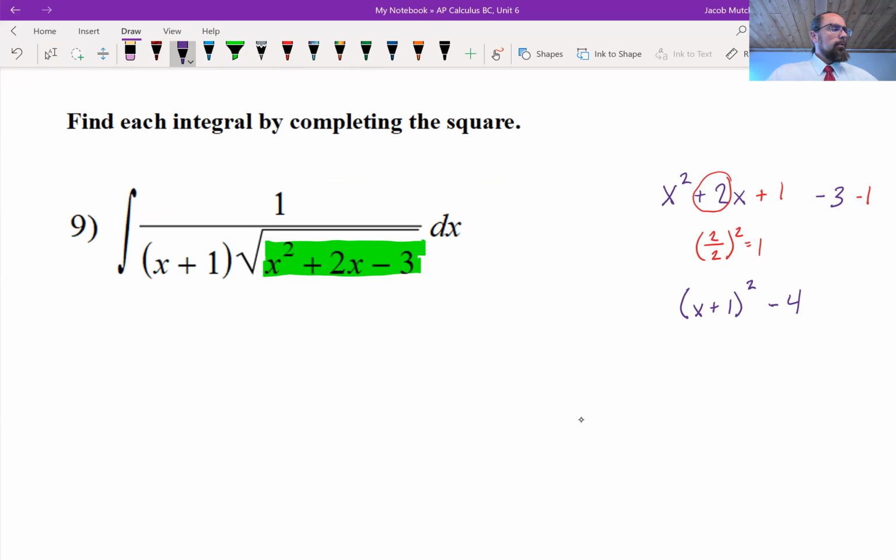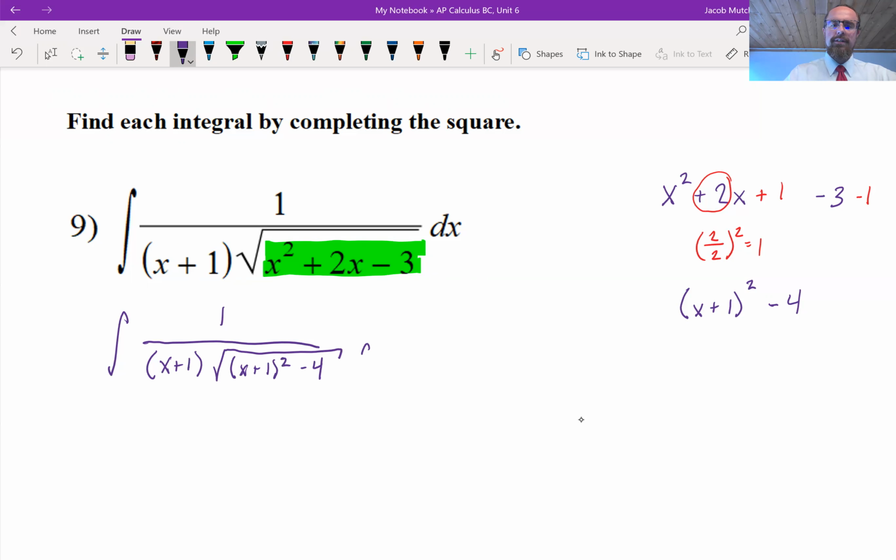So for this example, first of all, let's substitute this back in. So it's going to be the integration of 1 over x plus 1 times the square root of x plus 1 squared minus 4 dx. So I do need to notice that I've got this x plus 1 matches that factor that was out front in the denominator. So again, I want to look for a pre-established basic integration rule.